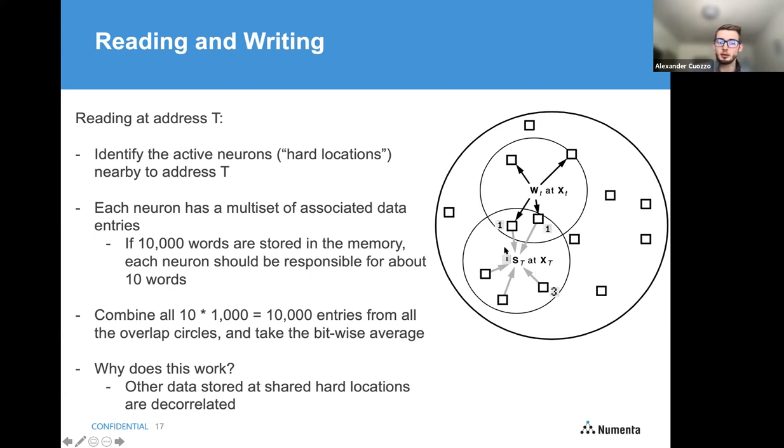Then you combine all of the entries from all of the neurons that are activated in this circle. On average, if 10,000 words are stored in the memory, again this is a variable number, then each neuron should be responsible for about 10 different words. So when you pool 1,000 neurons times 10 words, that's 10,000 entries. For all these entries, you take the bitwise average. In this case, it would be like overlaying this one and this one and this three, putting them all on top of each other and taking the average. Then you round up or down to a zero or a one, and that gets you the output of the model.